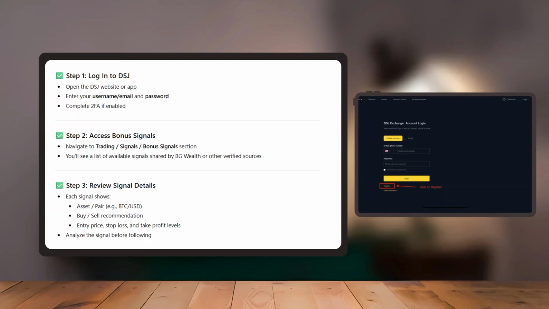Each signal provides important details: the asset or trading pair, for example, BTC or USD, a buy or sell recommendation, the entry price, stop loss, and take profit levels. Take a moment to analyze the signal before deciding to follow it.